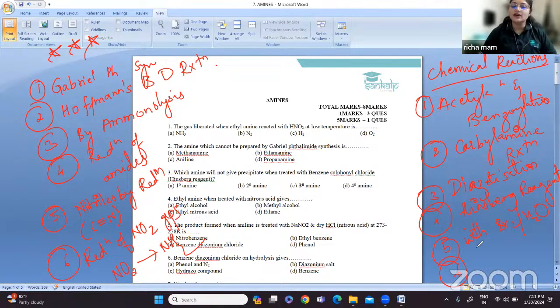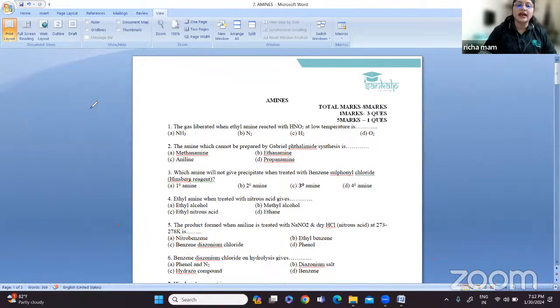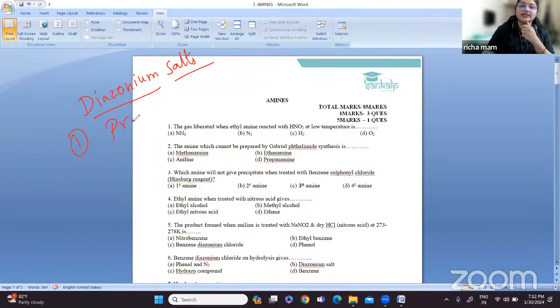Then you might also have studied the nitration reaction, which is an indirect method, so nitration reaction on amines. Then the next one is how amines react with concentrated H2SO4 and concentrated hydrochloric acid. So these are the various chemical reactions. The important part of this chapter is diazonium salts. Diazonium salt is very important. The topic from amines is the preparation, that is, diazotization, and how it takes place.